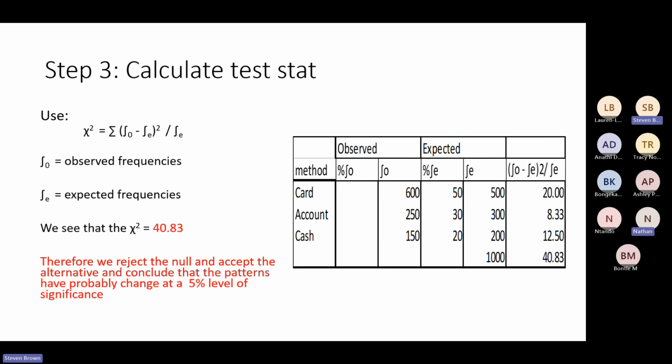Was 50%, 30%, what has been from previous experience. My apologies. This is what they found. This is previous experience. 50% on credit cards, 30 and 20.